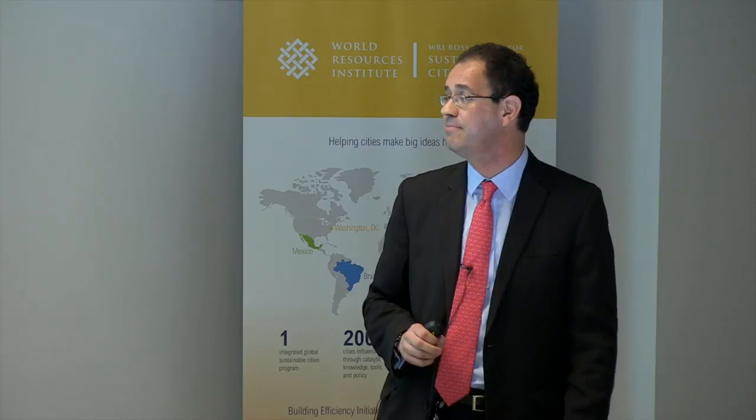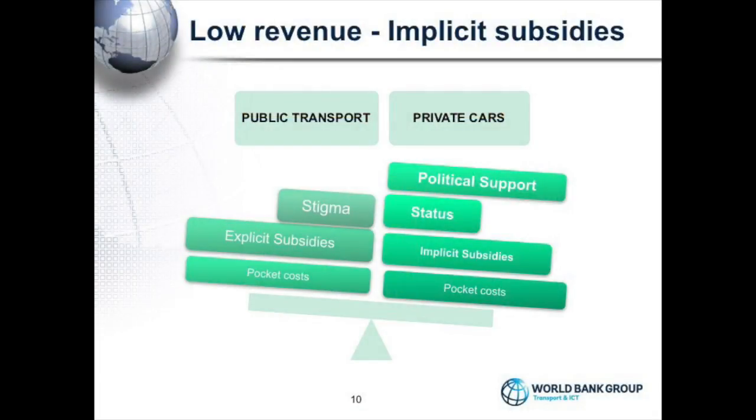So we end up with this imbalance. We end up with private cars having a lot of political support because they move faster, because they receive implicit subsidies, and they are a sign of status, and again the implicit subsidies. And of course you always have the pocket costs that all users have to pay.